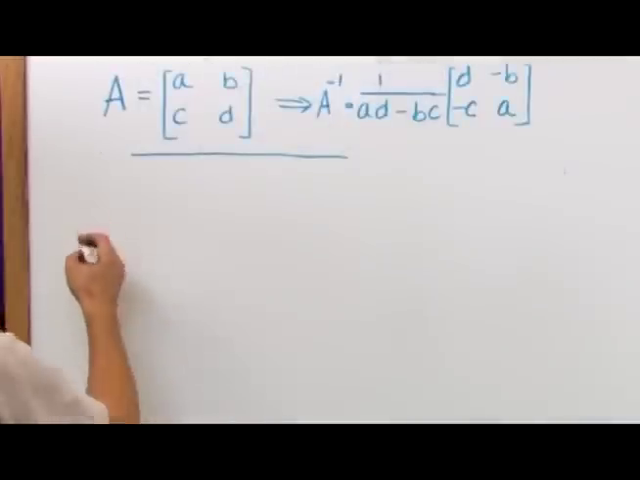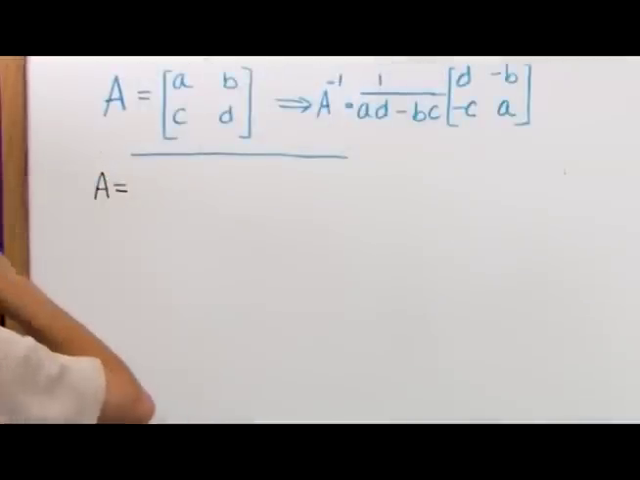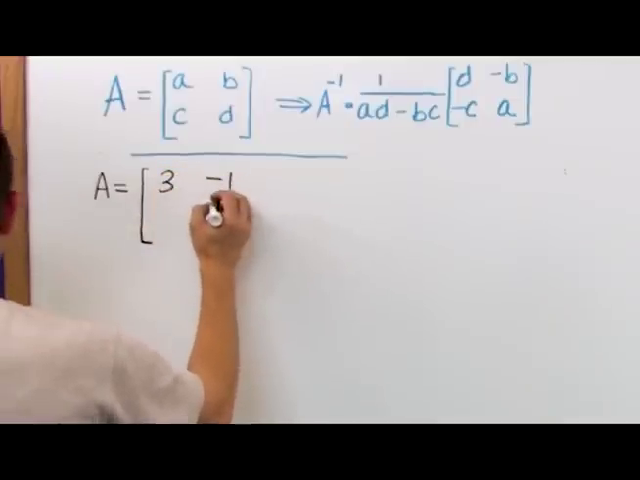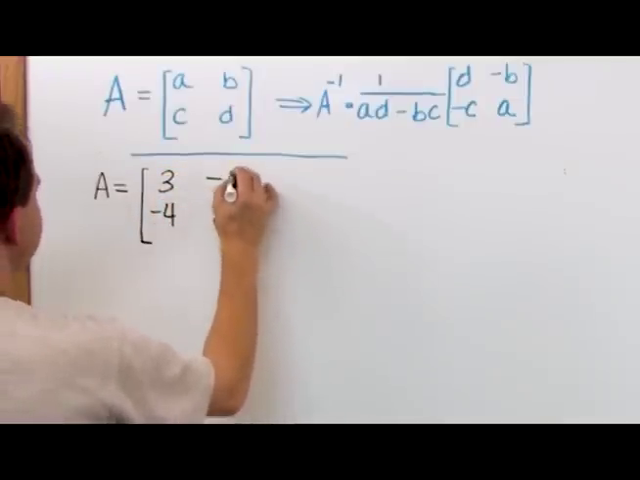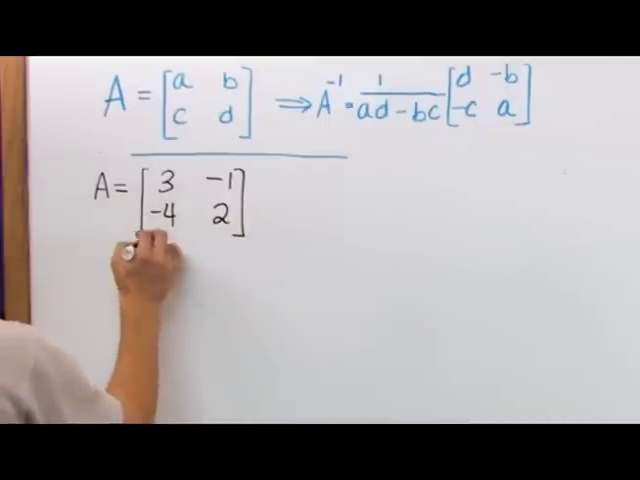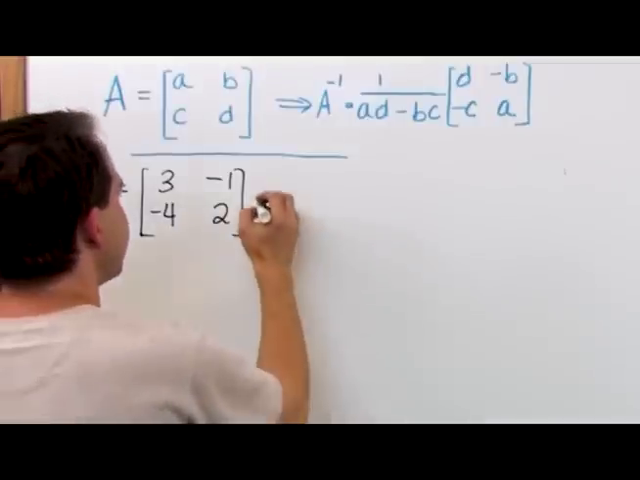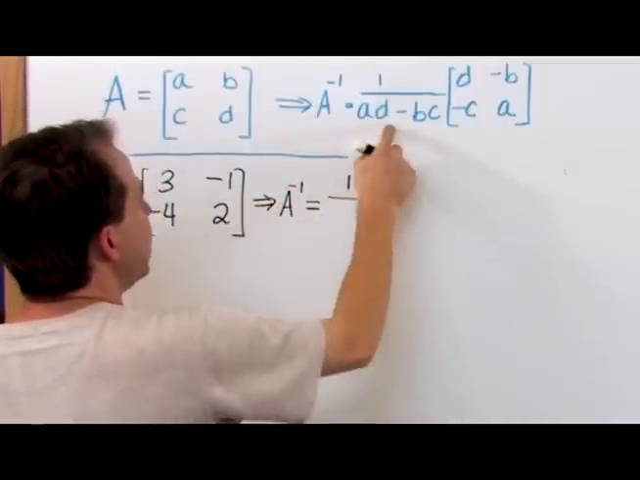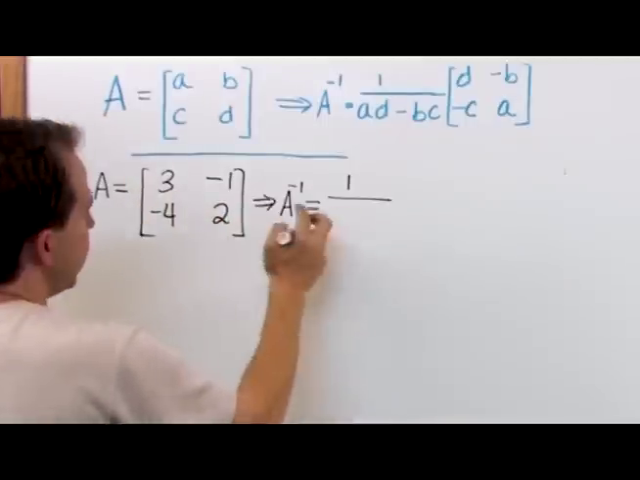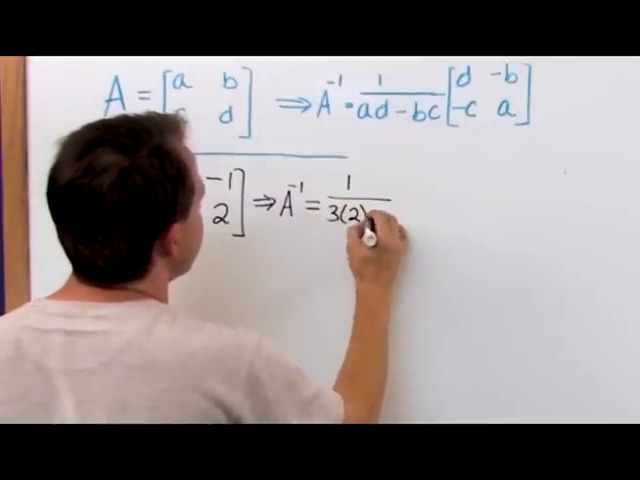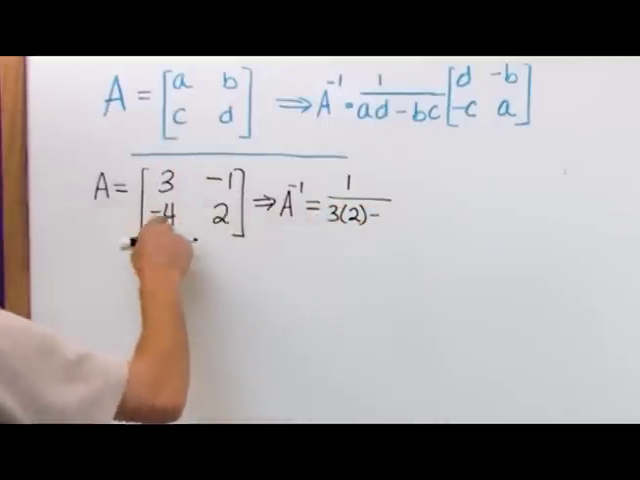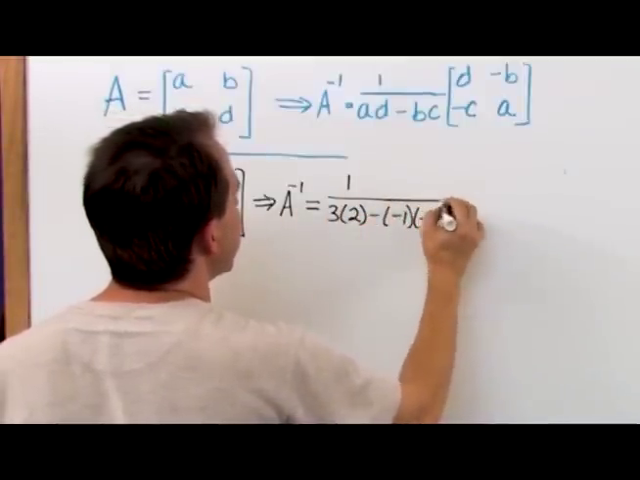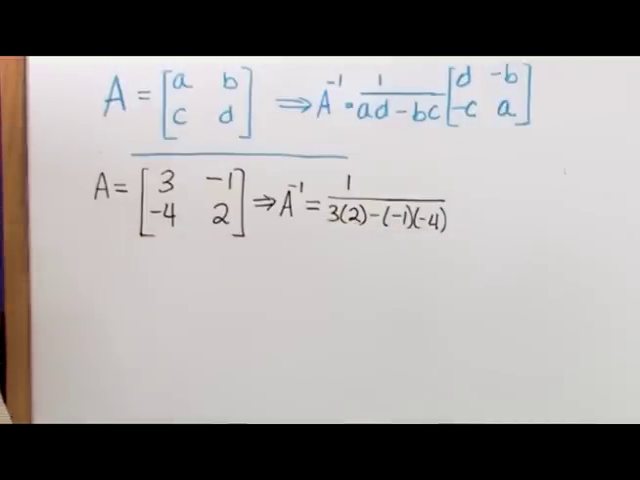Okay, so what if you have a matrix, just to get a little more practice, that looked like this: 3, negative 1, negative 4, and 2. And you were going to try to calculate the inverse matrix. Well, you would go 1 over AD minus BC. So A times D is 3 times 2 minus B times C, which is negative 1 times negative 4. I kept all my signs explicit, so I didn't screw any signs up.